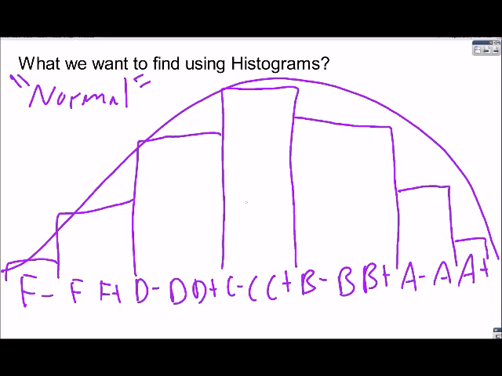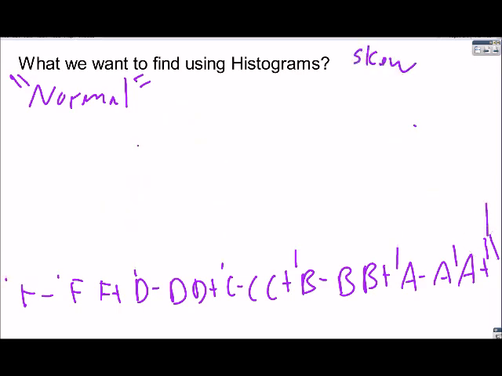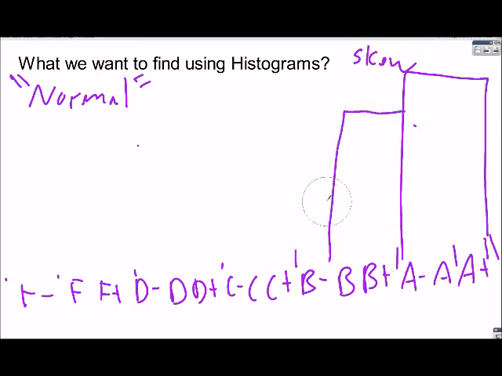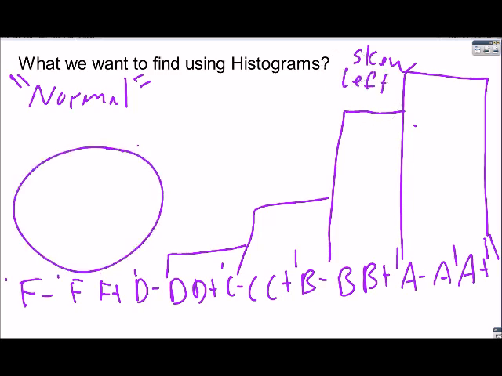And histograms help us find normal. It can also help us find what's called a skew. Bunch of people get A's. A couple people get B's. Very few get C's. One person got a D and no one gets an F. This isn't normal, it's skewed. And what skew means is there's nothing in this area. So this would be skewed left, because there's nothing over here. There's nothing on the left hand side.